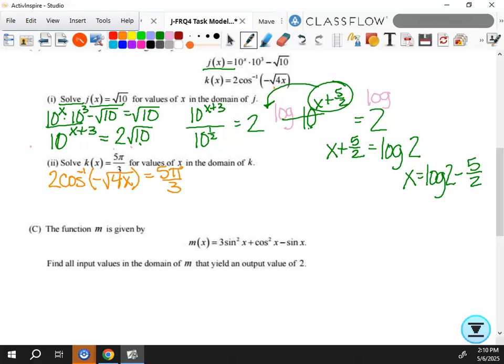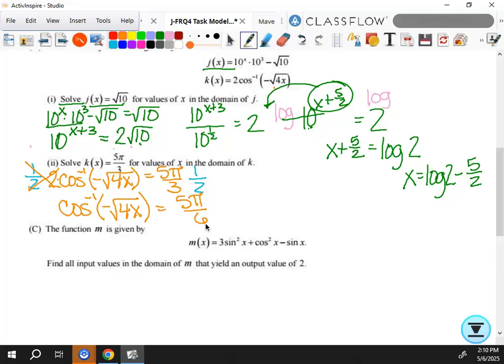All right. So now I need to take care of this cosine thing, but before I do that, I have to get rid of this 2, which means that I want to divide by 2, but instead I'm going to think of it as multiplying both sides by 1/2 so that those cancel each other out, and I'm left with the cosine inverse of negative square root of 4x equals 5 pi over 6. Everybody with me?